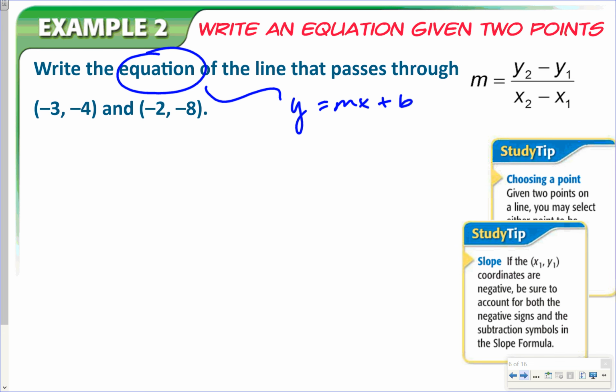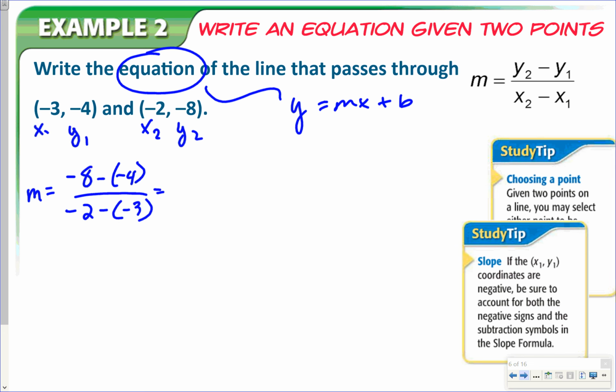What do we talk about? It's good practice to go ahead and label my coordinates. It's real easy. -8 minus -4 over -2 minus -3. Keep your minus separate from your negative, right? That gives me -4/1. What else can I write? Just -4. Good.